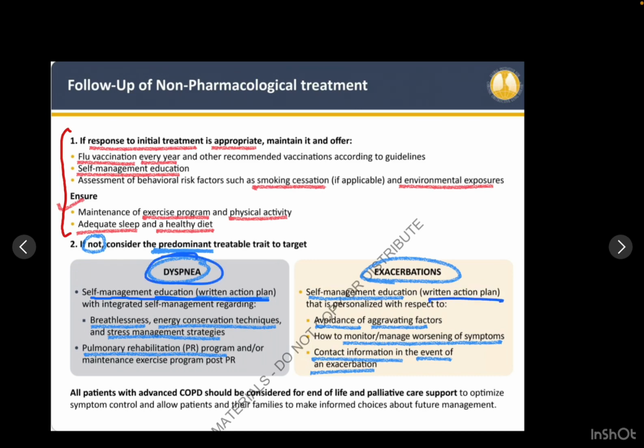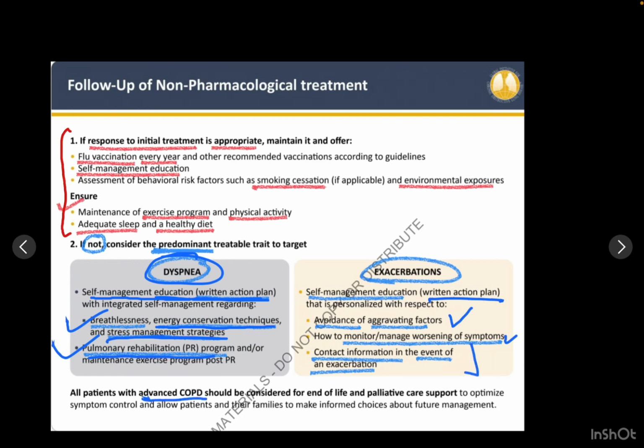After that, if dyspnea is predominant, then breathlessness, energy conservation techniques, and stress management strategies are provided, and pulmonary rehabilitation is provided. And if exacerbation is predominant, then avoidance of aggravating factors is provided, along with how to monitor and manage worsening of symptoms, and contact information in the event of an exacerbation.